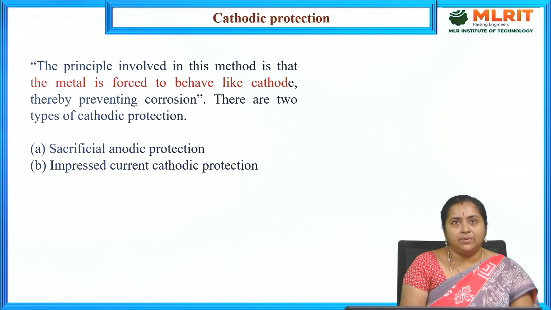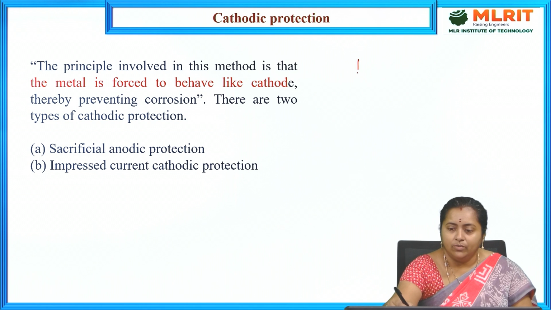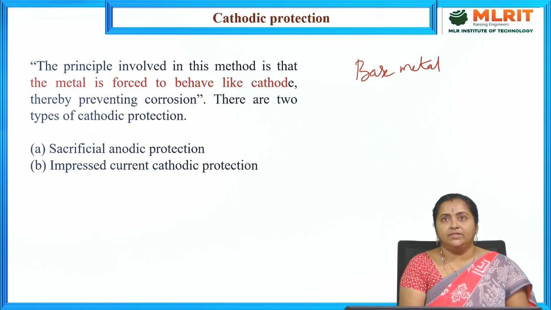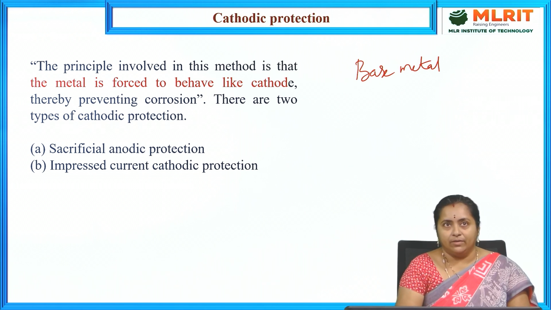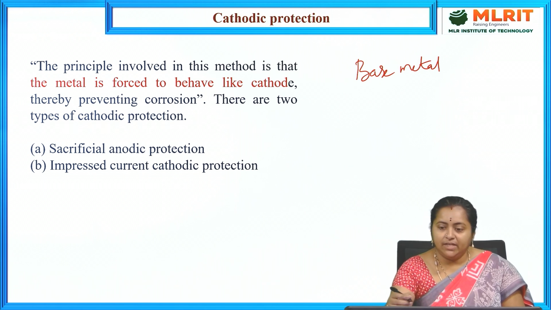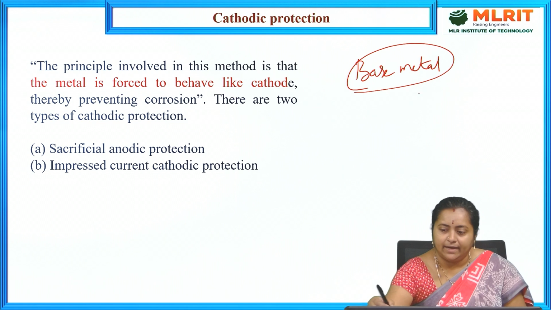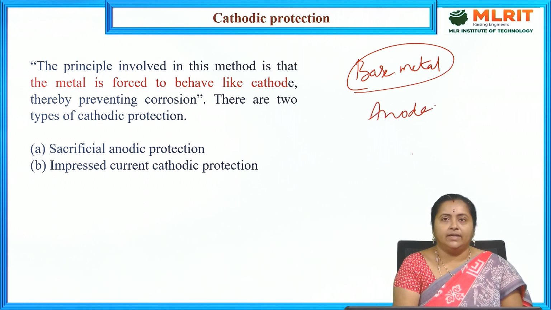The main principle involved in cathodic protection is that the metal which is going to be prevented from corrosion reaction is what we call the base metal. What do we mean by base metal? Base metal is defined as the metal which is to be protected or prevented from corrosion reaction. So, initially this base metal is acting like an anode.